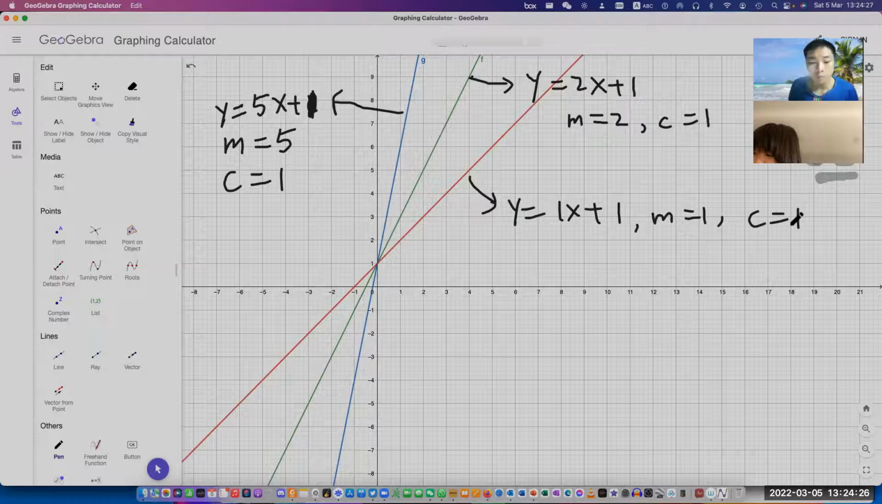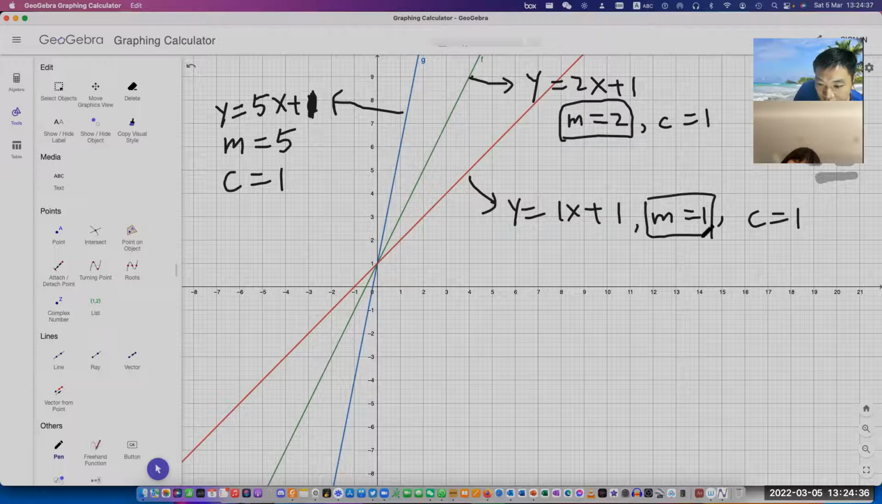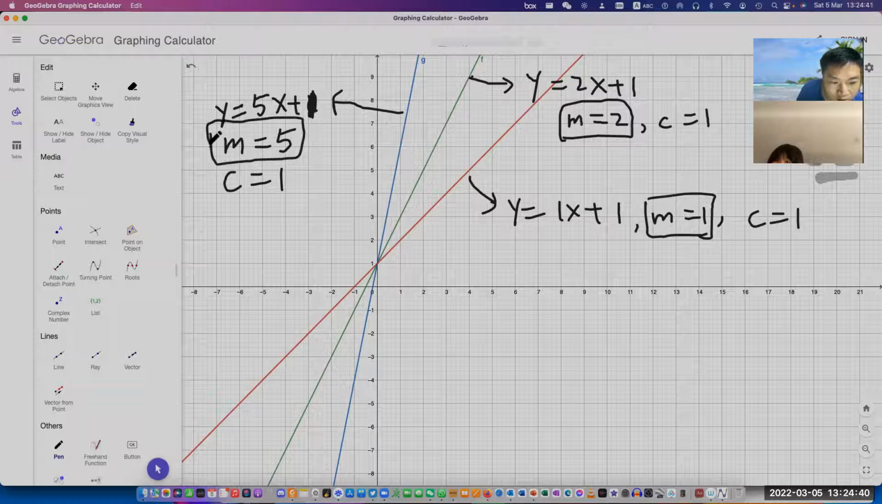Okay, good. So what I have done for these 3 lines is, I want you to see the effect, or the impact, due to the change in the gradient while the y-intercept remains the same. So what's the impact?